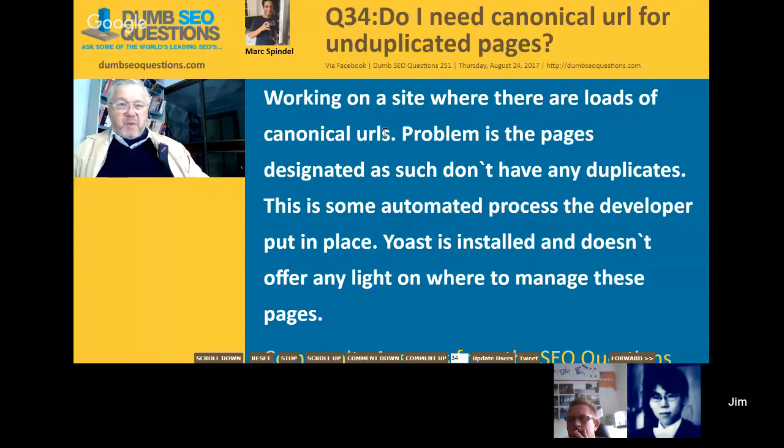Excellent, Tim. All right, here's one from Mark Spindle. Do I need a canonical URL for unduplicated pages? Unduplicated, deduplicated, non-duplicated. Working on a site where there are loads of canonical URLs, but the problem is the pages designated as such don't have any duplicates. This is some automated process the developer put in place. Yoast is installed and doesn't offer any light on where to manage these pages.